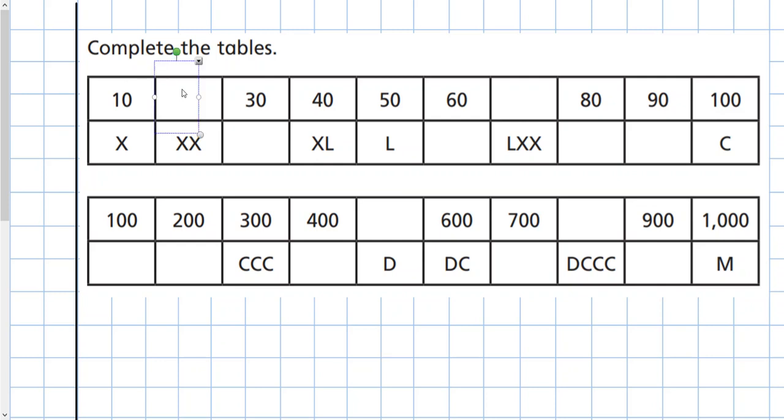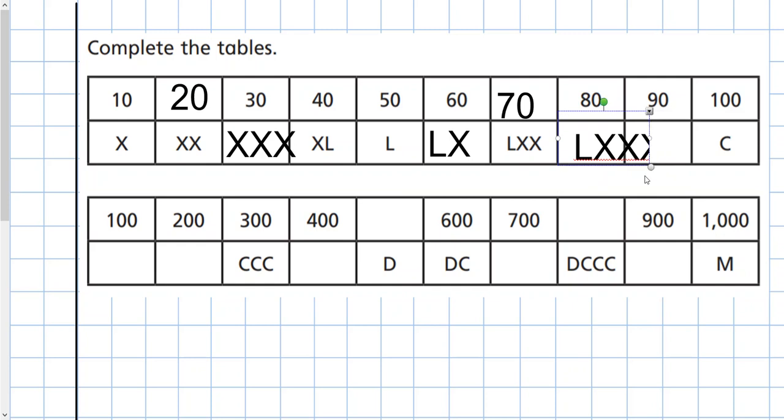So here we have 2 Xs, which is 2 tens. Here we have 30, which is 3 Xs. Here we have 10 before 50, which is 40, and we have 50. So here I will need 50 and 10 more. Here I've got 50 and 20 more, which is 70. Here I will need 50 and 3 tens. Here I've got 90, which is 10 before 100.